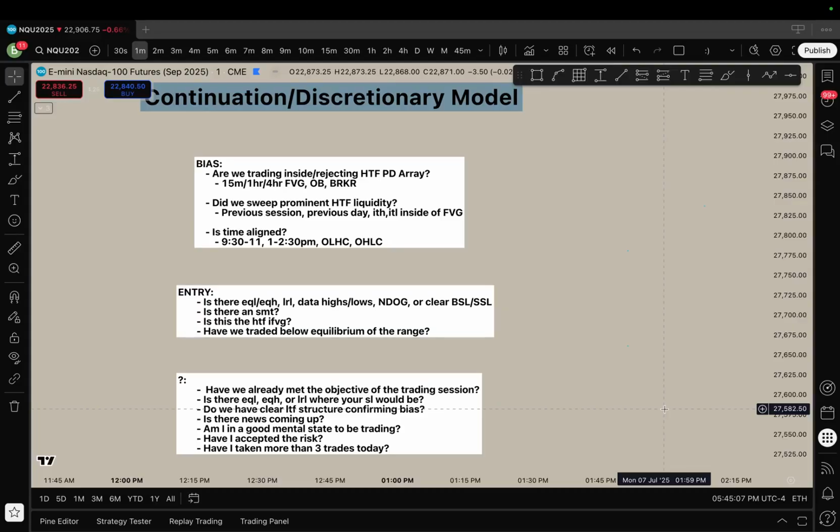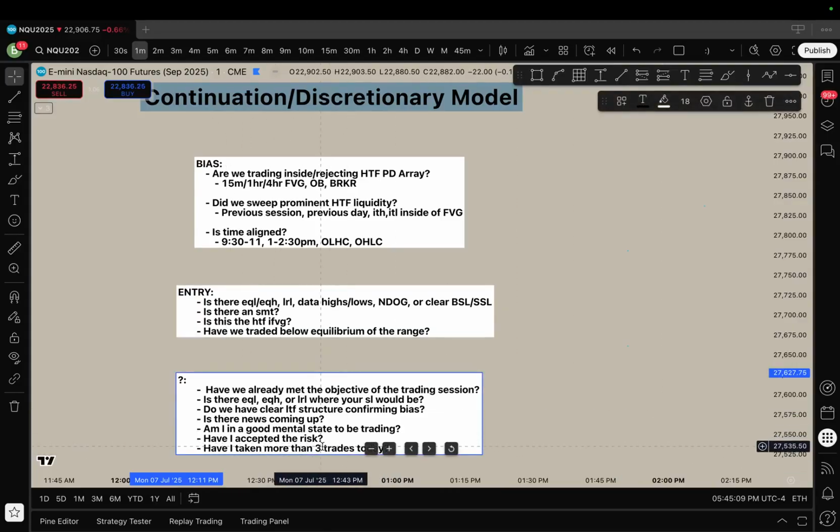And have I accepted the risk? And then have I taken more than 2 trades a day? For you guys, I think 2 trades a day max, right? And then have a 1% max loss limit on the day, right? Be risking 0.5% every day, and then have a maximum of a 1% drawdown limit on your day.